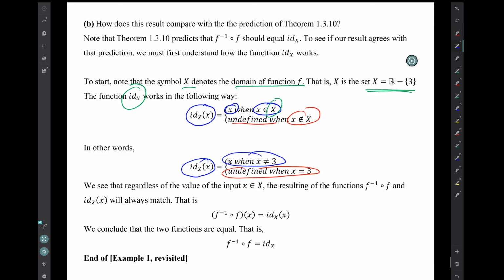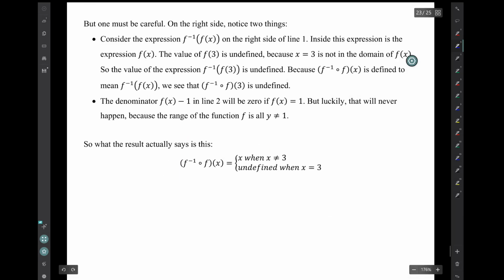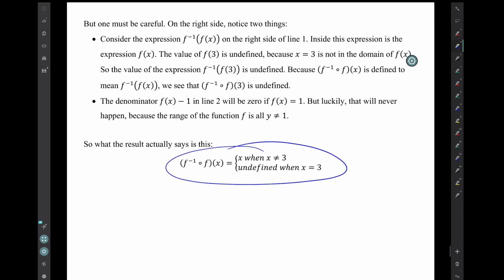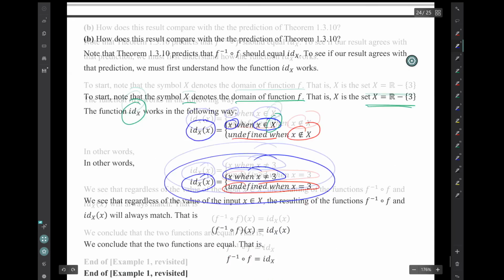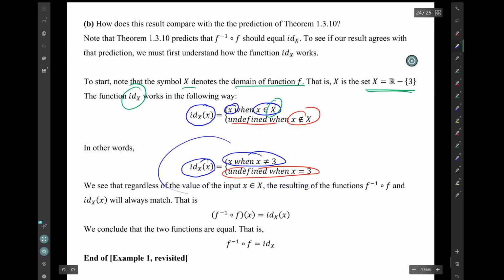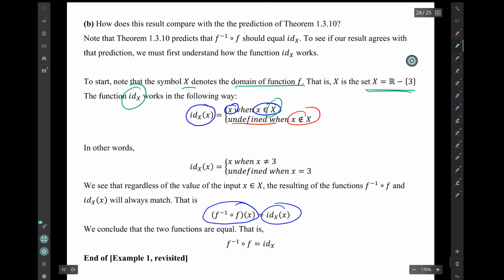So look, we see that regardless of the value of x, the resulting output of this function is the same as the output of that function. So that composition of functions behaves this way, and the identity map behaves the exact same way. So those two functions always give the same output. So that's how we can say that those two functions are the same function.